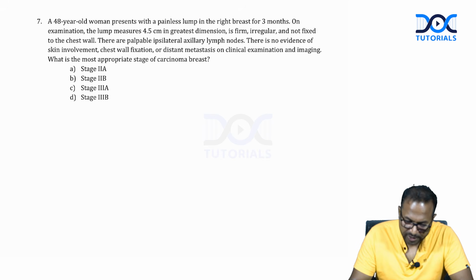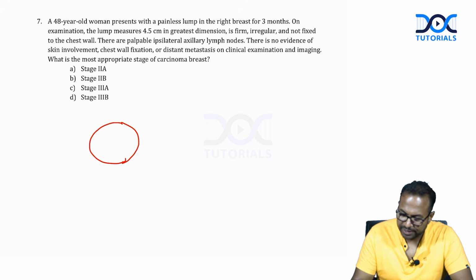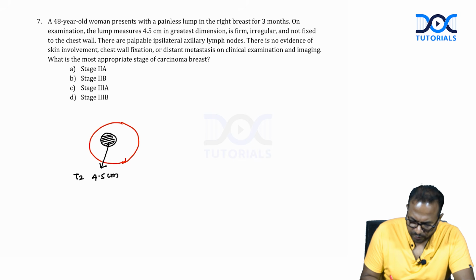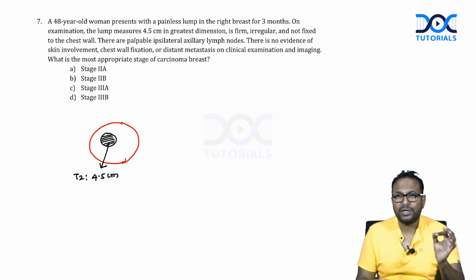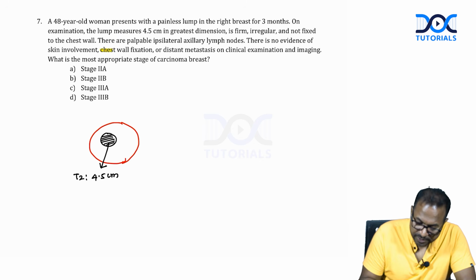A 48 years old woman presents with a painless lump in the right breast. You are going to stage the cancer now. On examination, the lump is 4.5 centimeter. As a T staging, the lump is 4.5 centimeter, so T staging is therefore T2. T1 is less than 2, T2 is 2 to 5, T3 is more than 5, T4A is involvement of chest wall or skin. This question is very clear.